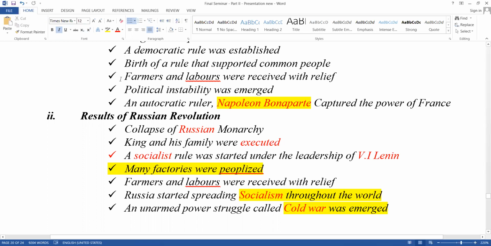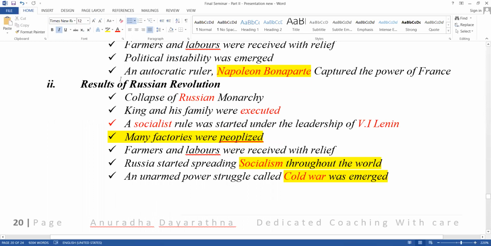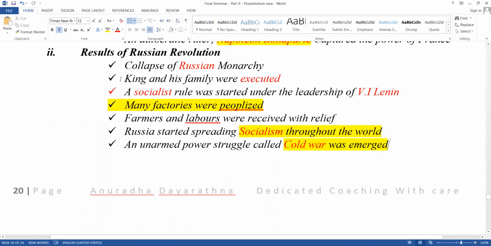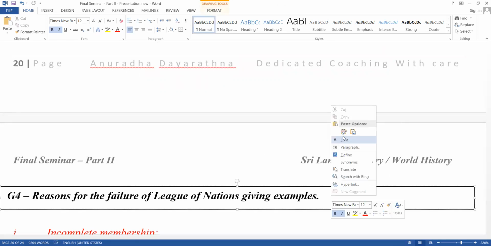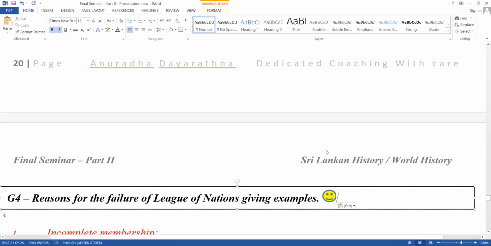Okay, another model question. We move on to that. That is related to world wars. Reasons for the failure of the League of Nations. So that is a possible question. Reasons for the failure of the League of Nations. Why did the League of Nations, the world organization formed after the First World War to protect world peace, become a failure?